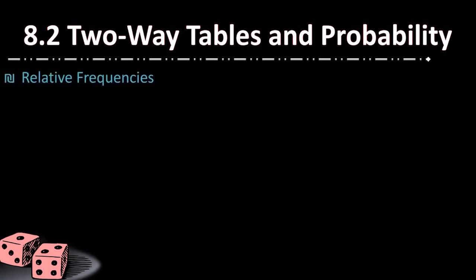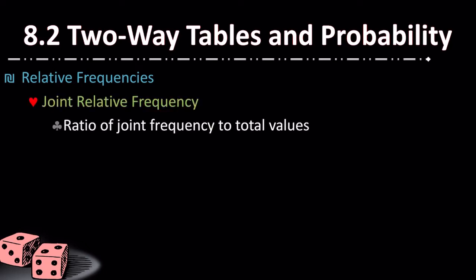All right, we also have what are called relative frequencies. A joint relative frequency would be the ratio of the joint frequency to the total values. Remember in your two-way table, it looks something like this, where we have our totals out here at the end. The numbers there were the joint frequencies. So when you divide by the total, you get a joint relative frequency.